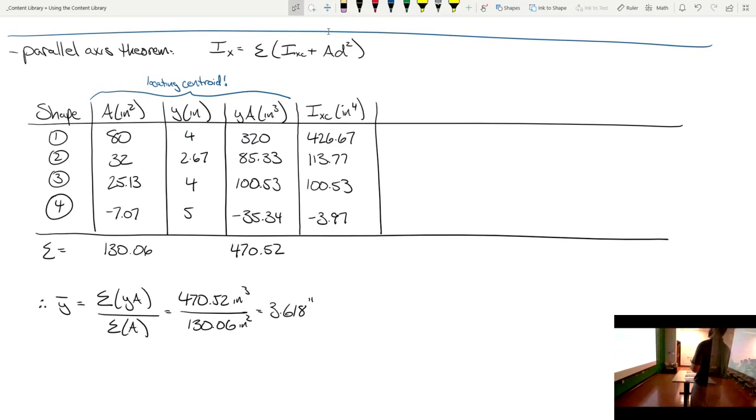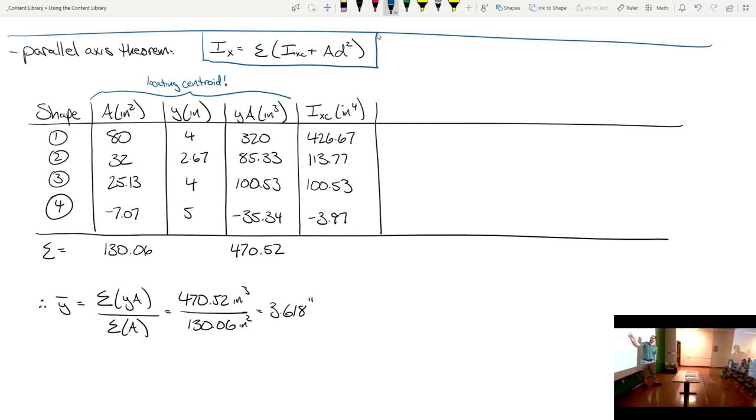Now let's take a moment and actually look at the parallel-axis theorem. This is the parallel-axis theorem. This is the method that we use to shift our axes such that we are computing the moment of inertia with respect to the centroid. Now what do we mean by shift the axis? Aren't we already referencing with respect to the centroid? Not really.